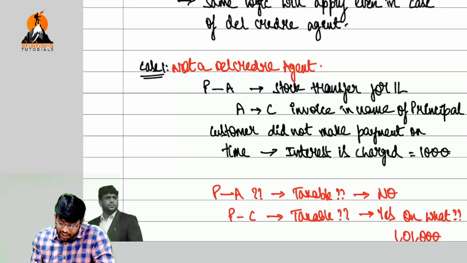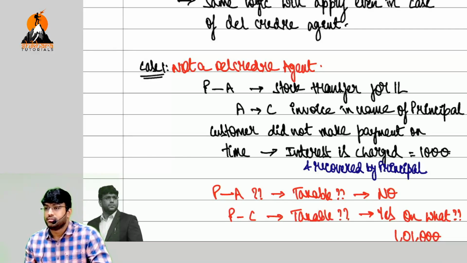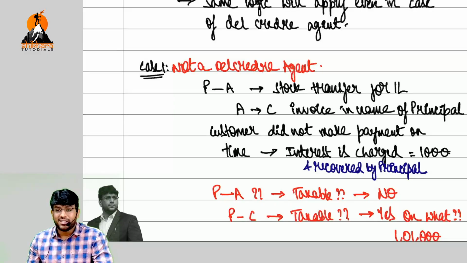Interest is, I'll add one line. Interest is charged and recovered by principal. Okay, no? It's not recovered by agent. Recovered by agent means obviously it's declaratory agent, no then?